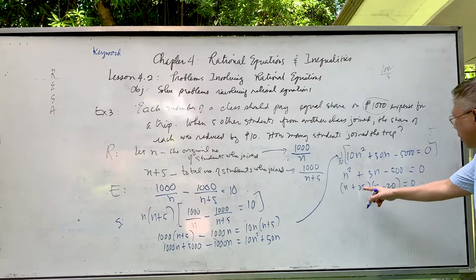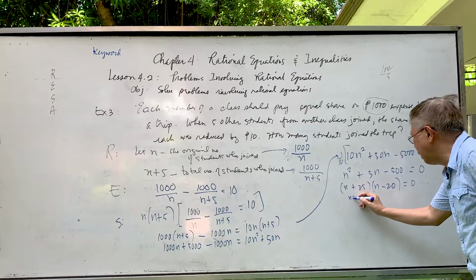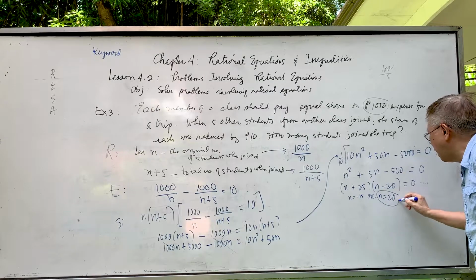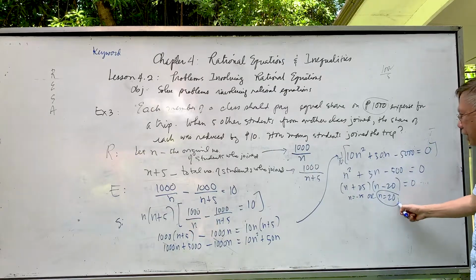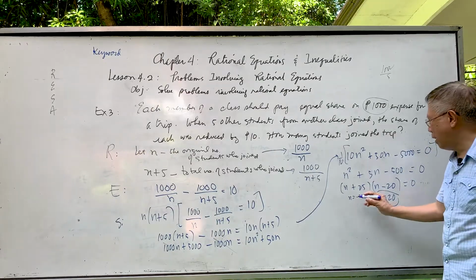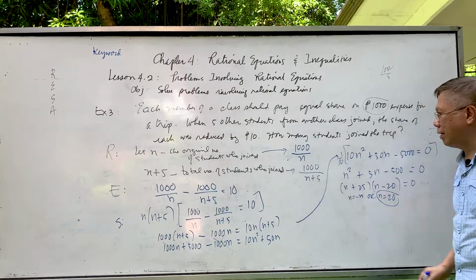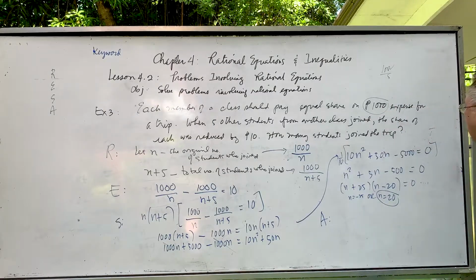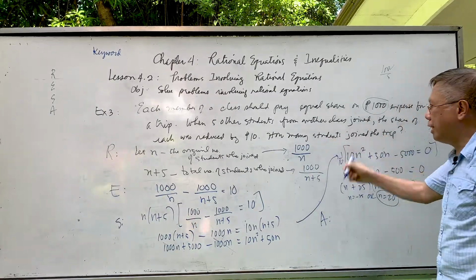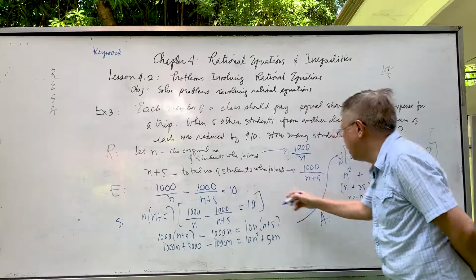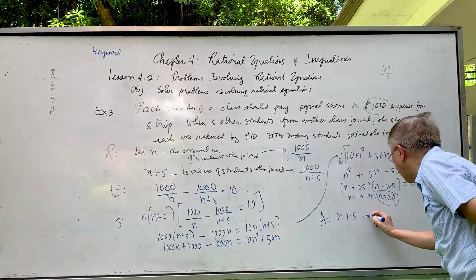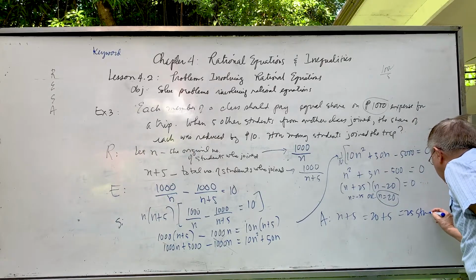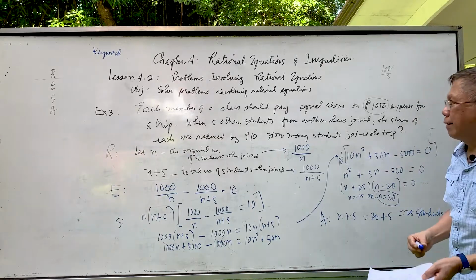Now, from the zero product property, I can get n equals negative 25 or n equals 20. Only this value of n can be considered, because we don't have a number of people which is negative. Therefore, our answer now is asking us how many students joined the trip. The total number of students who joined the trip is n plus 5, or this is 20 plus 5 equals 25 students.